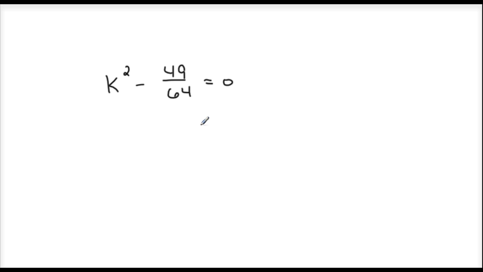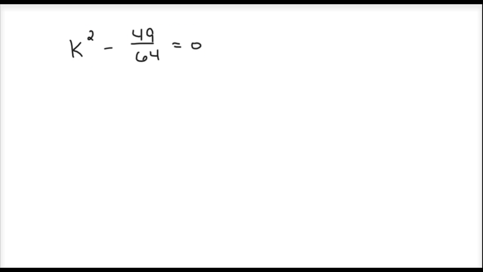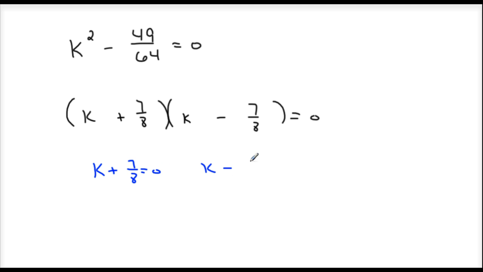k squared minus 49/64 equals 0. If you're solving this, I'll take either of the two methods that we did. Since we're in the mood of factoring, let's keep factoring this. So this is going to be k, plus and minus 49/64. What does this break up into? k plus 7/8 and k minus 7/8 equals 0. Solve both of these: k plus 7/8 equals 0, k minus 7/8 equals 0. And here k equals, I'll let you take a shortcut here, plus or minus 7/8.